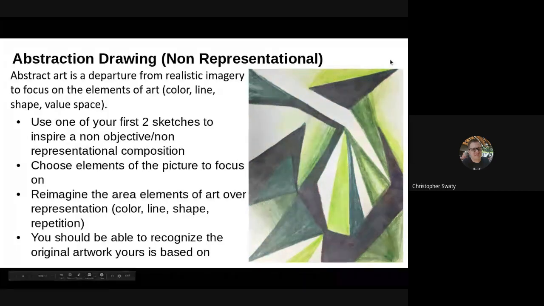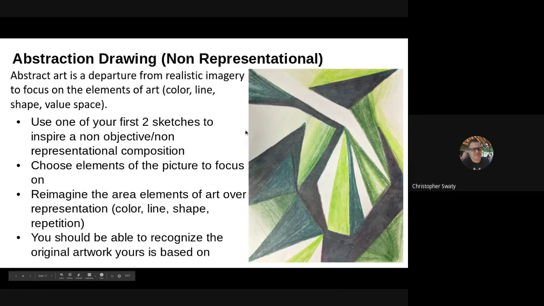You're going to choose which elements of the picture you want to focus on, and you want to reimagine the elements of art over representation. So you don't want to show whatever you did for a third time, but you will want to focus on just the colors, the shapes, the lines. And since it's part of a series, you should be able to recognize the original artwork that yours is based on.